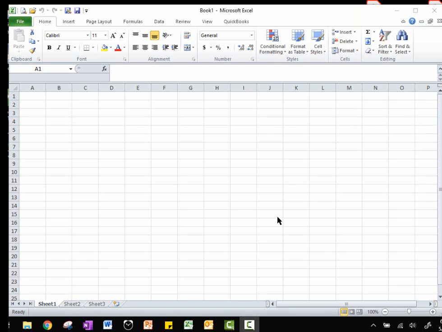Here's a simple Excel tip that would increase your productivity. Let's start with a fresh spreadsheet. Let's call this tab Data, this tab Financials, and this tab Summary, just to be different.